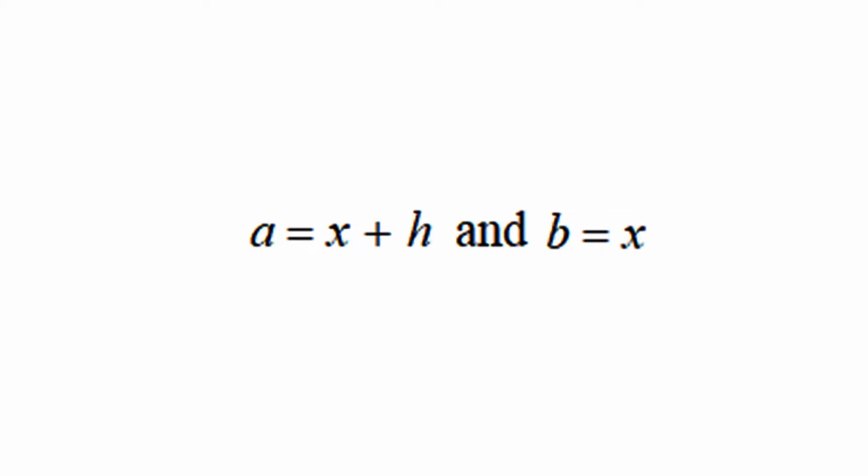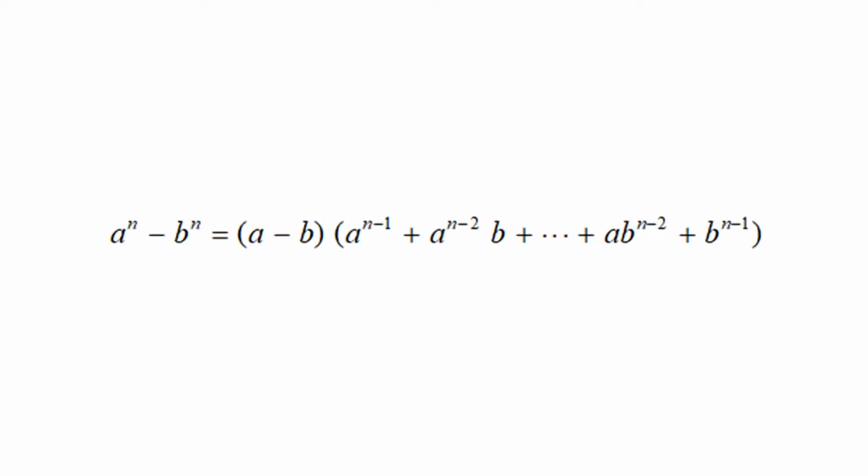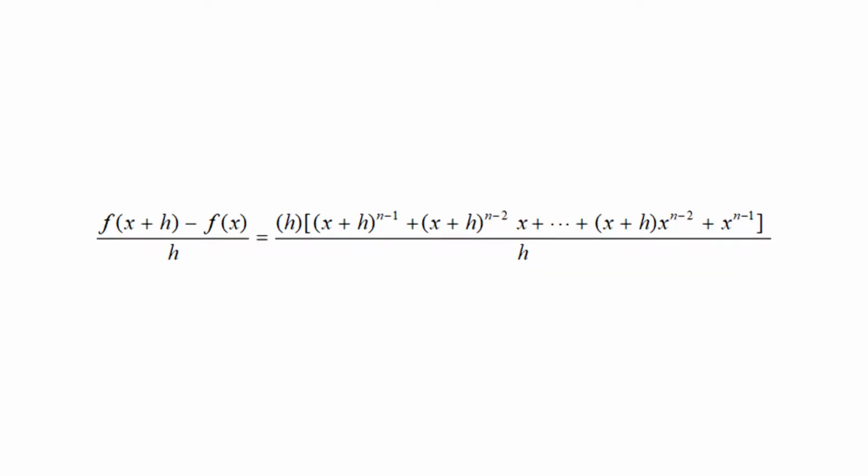Since n is a positive integer, taking a equal to x+h and b equal to x, a^n minus b^n equal to (a minus b) into (a^(n-1) plus a^(n-2) b plus etc. plus a b^(n-2) plus b^(n-1)). This helps us to simplify the above, and we obtain (f(x+h) minus f(x)) upon h equal to h times ((x+h)^(n-1) plus (x+h)^(n-2) x plus etc.